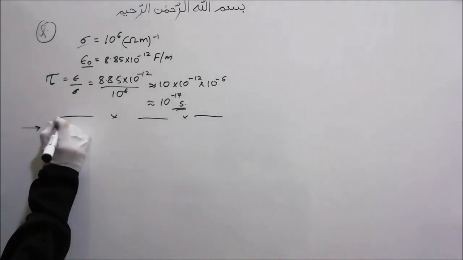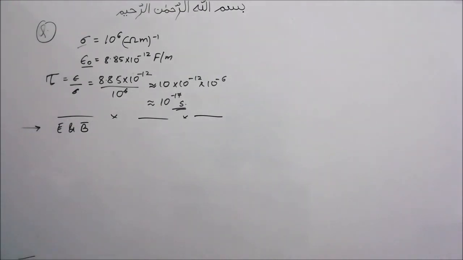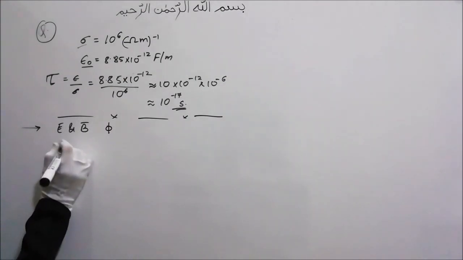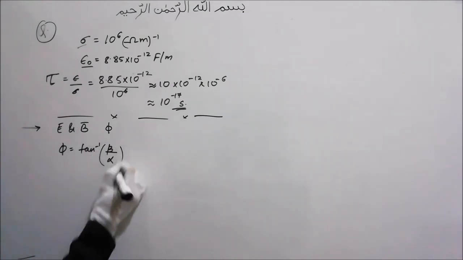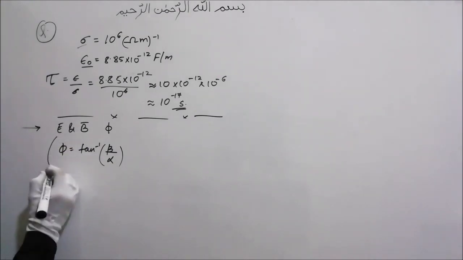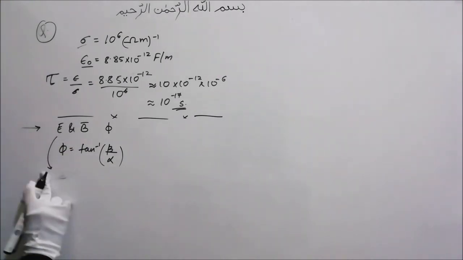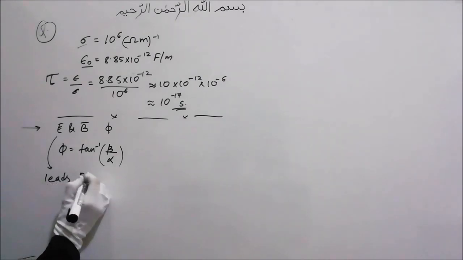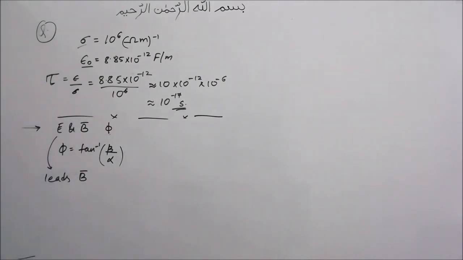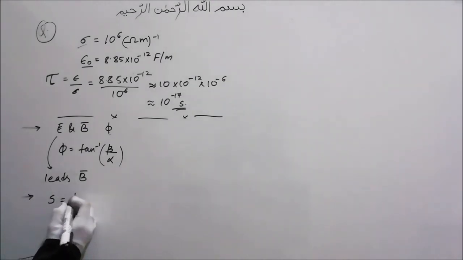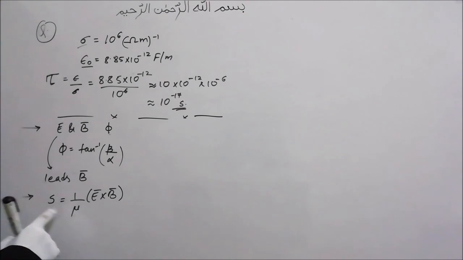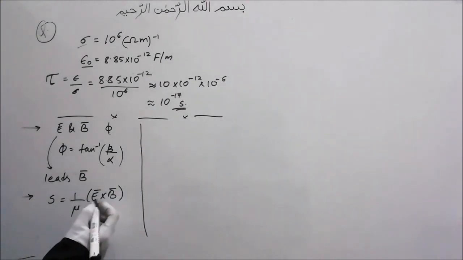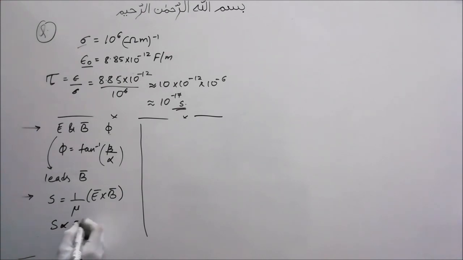The electric field and the magnetic field are out of phase by an angle phi, where phi is equal to tan inverse of beta upon alpha. Here the electric field leads the magnetic field by an angle phi. Also, the Poynting vector, as we know, the formula is 1 by mu E cross B. So we can see the Poynting vector is proportional to E square.